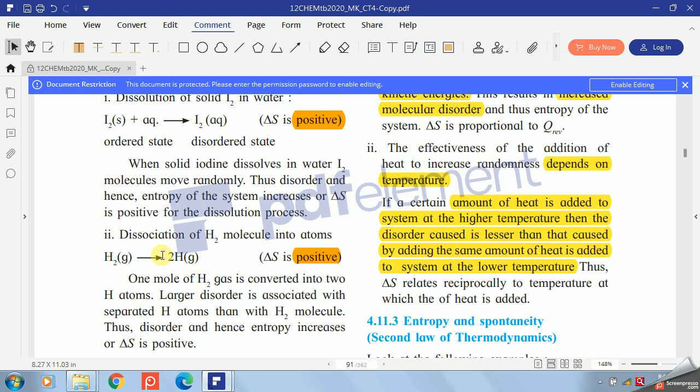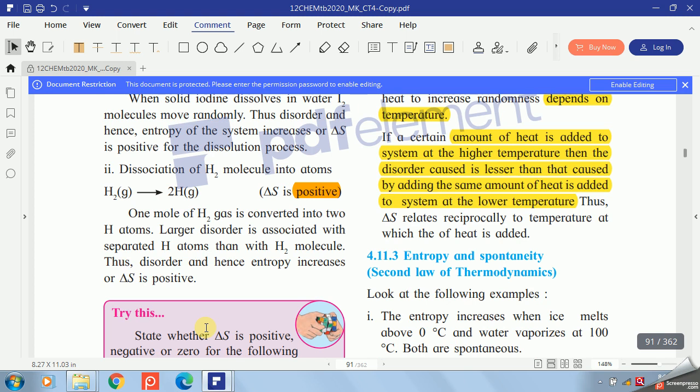Now let us consider the bond dissociation between hydrogen and hydrogen in the case of the H2 molecule. If you break the bond, that molecule gets separated into two gaseous hydrogen atoms. Atomization is the process, and in this case also initially only one molecule is present, now there are two atoms, so disorderness increases. The H2 molecule is stable, but the H atom is not stable. This indicates that entropy also increases.